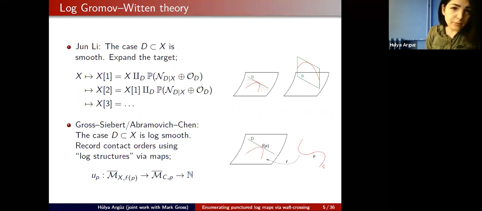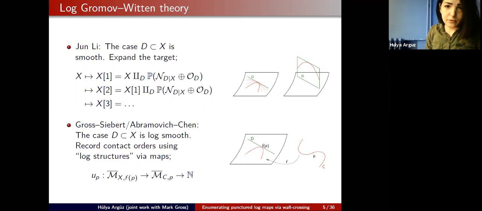And what Gross-Siebert and Abramovich-Chen do works in more generality. It works for any log-smooth divisor, which includes cases like normal crossing divisors. And what they do is they record contact orders without expanding the target. They don't modify the target. They rather introduce the additional data given by log structures, which I will talk about in a second.